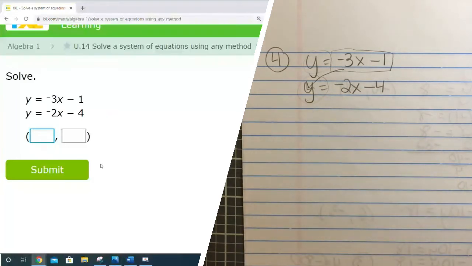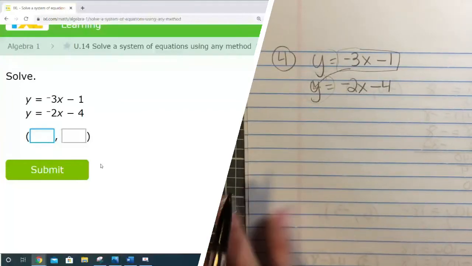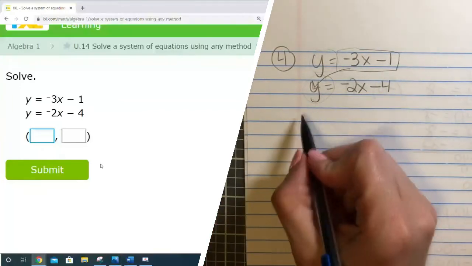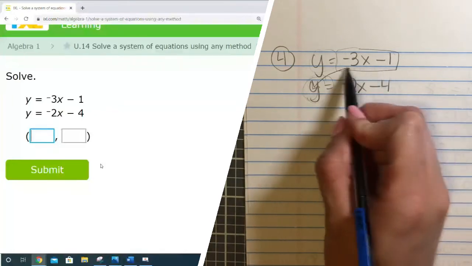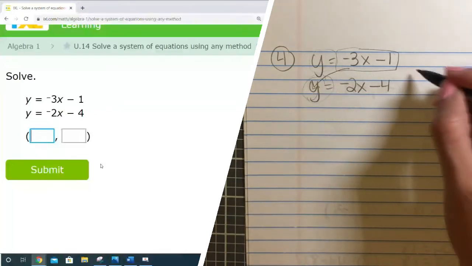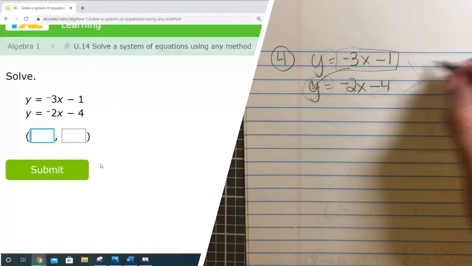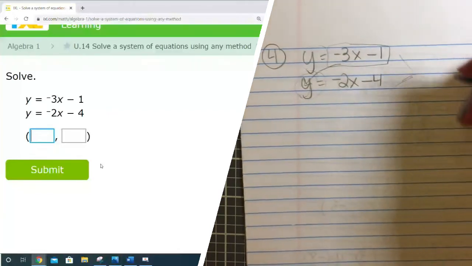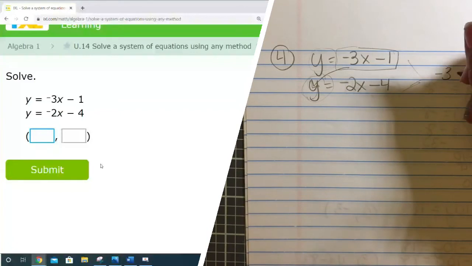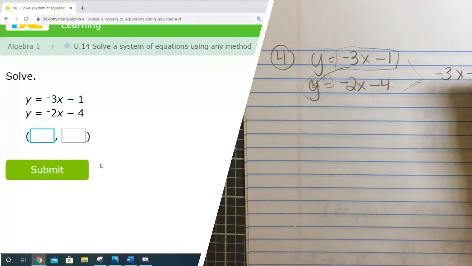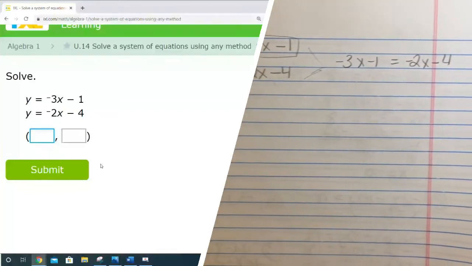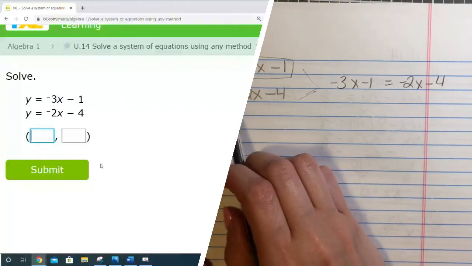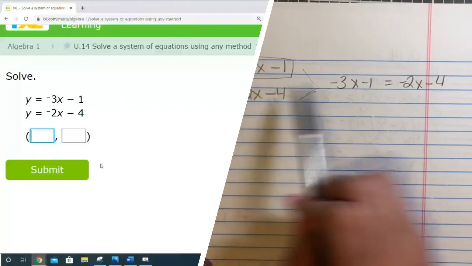So again, anytime you see a y equals or an x equals, substitution is the way to go. So I'm going to replace this entire, just this y, with this binomial piece from the first one. So it's kind of like we're writing this as two equations into one. So we're going to take negative 3x minus 1, and that's going to equal negative 2x minus 4. You see it there.